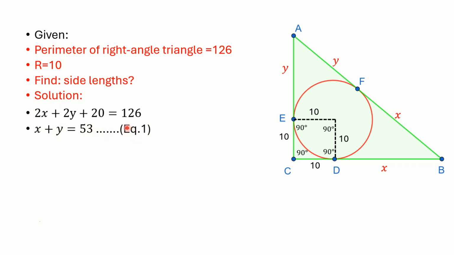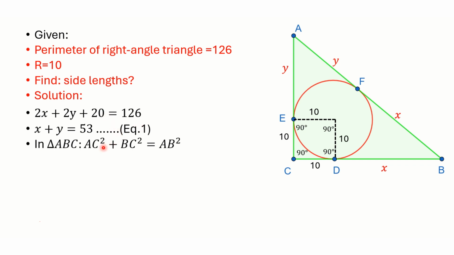And if you divide both sides by 2, this becomes x plus y, and take 20 to this side, so this is 106 divided by 2, this is 53. So let's call this equation 1. Now I need another equation. From where will that equation come? That equation will come from the fact that this is a right angle triangle. This means AC square plus BC square is equal to AB square. So let's use this. This is coming from the Pythagoras theorem.